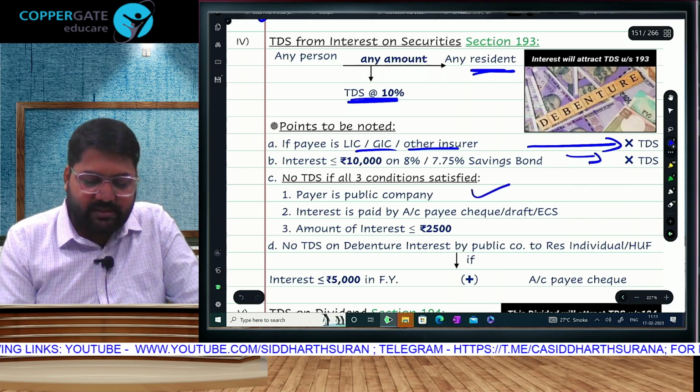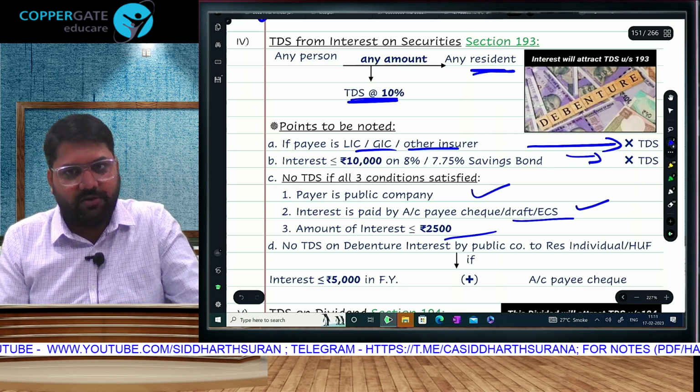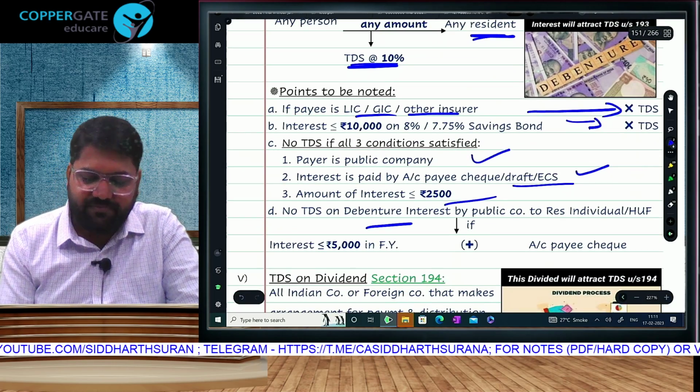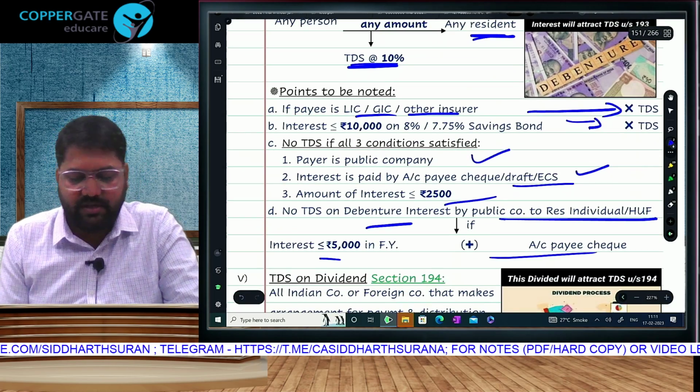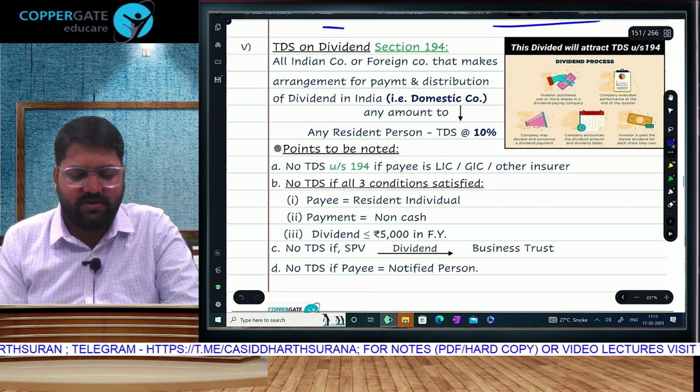If the payer is a public company and interest is paid through allowable modes up to 2,500, there will be no TDS. No TDS on debenture interest if public company is paying to resident individual or HUF subject to certain conditions. In full course lecture also we don't do this section. I just tell students to read.